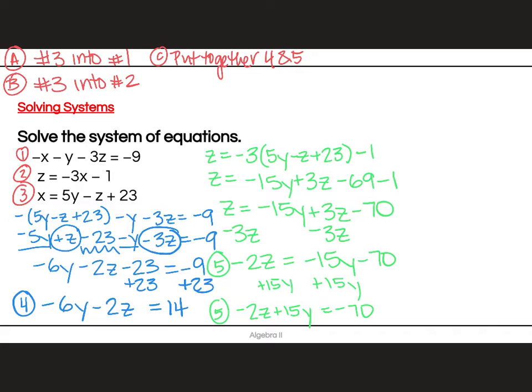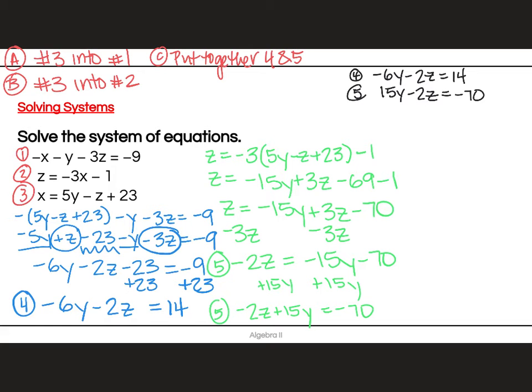So now let me put 4 and 5 together. So I have negative 6y minus 2z equals 14. And then I'm going to switch it up again. Then I have 15y minus 2z is equal to negative 70. So then when I do that, now my y's line up, my z's line up, my equal signs line up, and my numbers line up. And so this is my number 4, and this is my number 5.